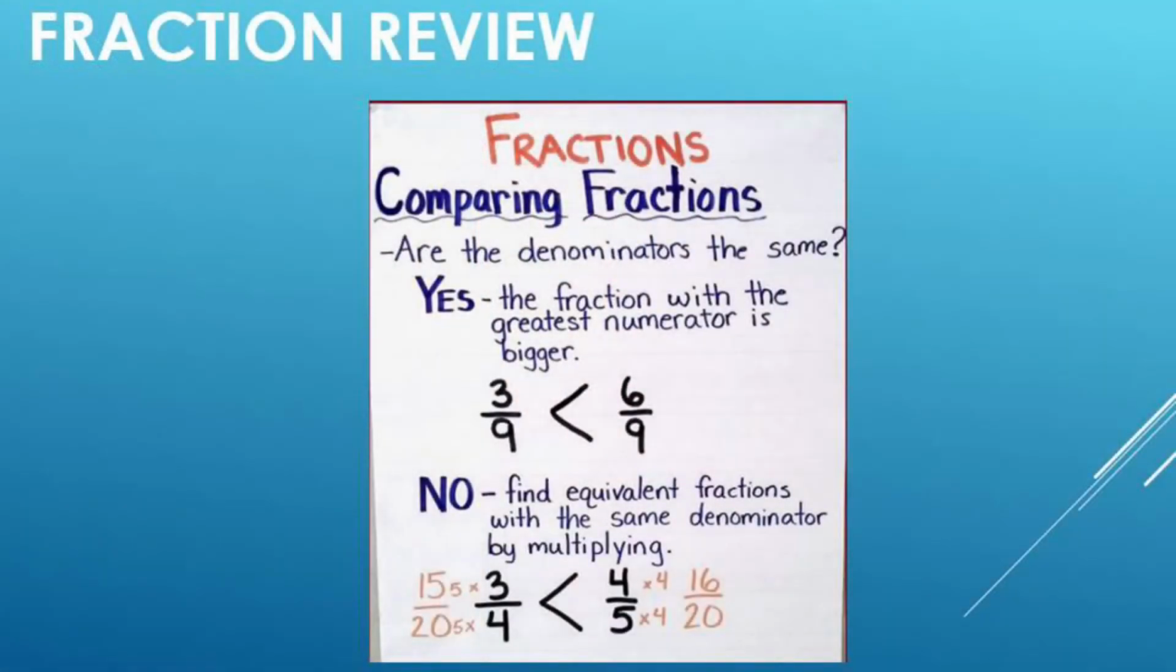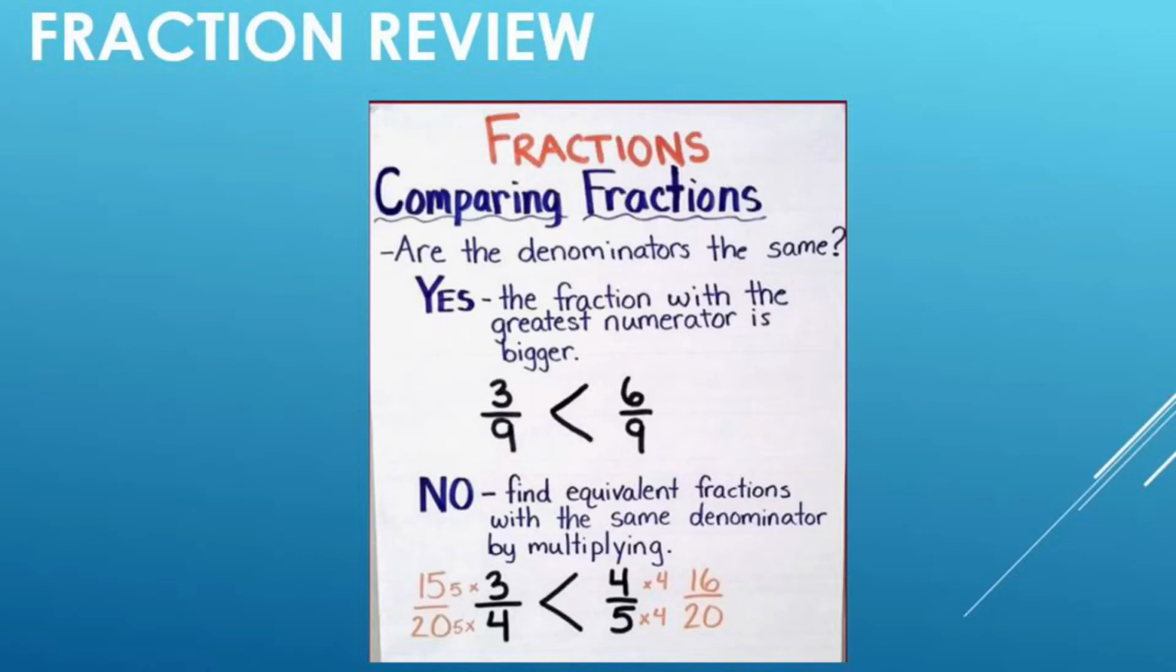Let's review comparing fractions quickly. Remember, if the denominators are the same, then we can compare them right away, and the fraction with the greatest numerator is going to be the greater fraction. But if they don't have the same denominator, then we need to find an equivalent fraction. Remember, when we find an equivalent fraction, we need to find a common denominator for both the unlike denominators.